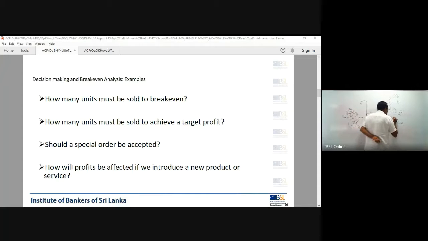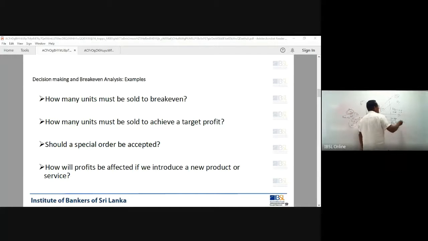From here onward, any item you sell, it will generate a profit. From here onward, it is profit making. Up to this point, it is loss making. Once you reach this quantity, the break-even point has been reached. I'm not making any adverse effect. Okay. Then we spoke about margin of safety.